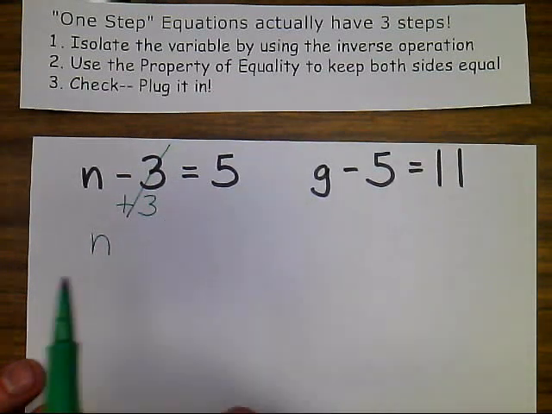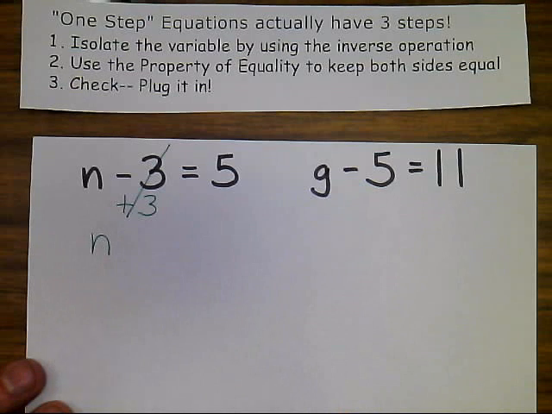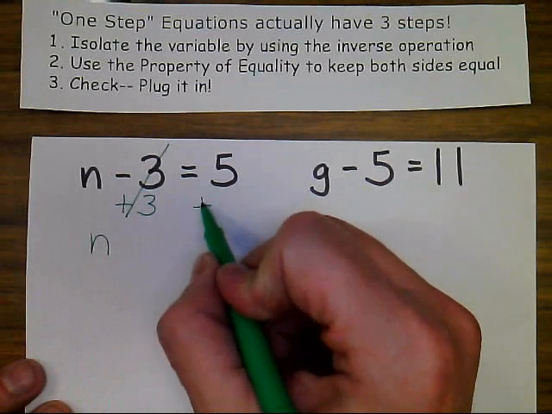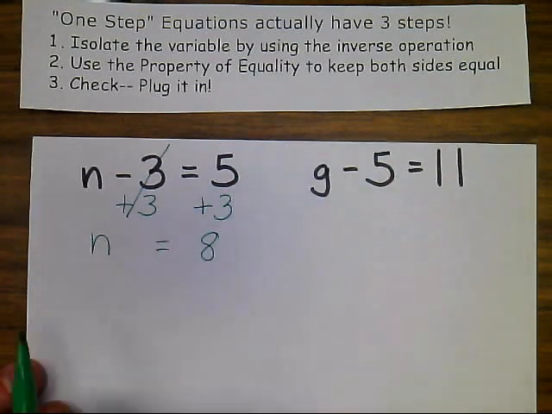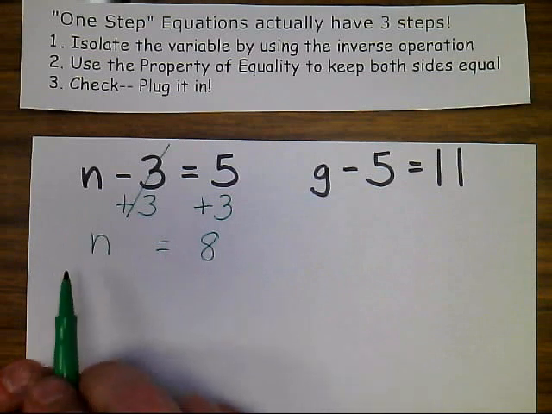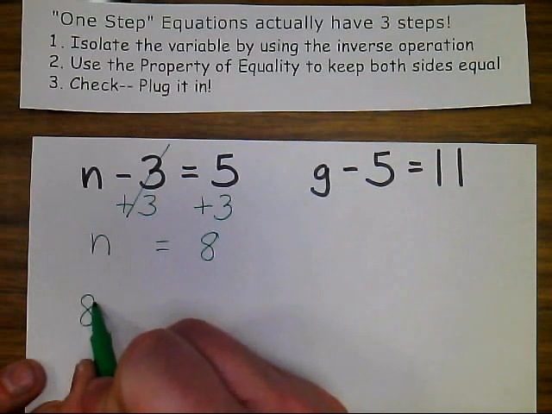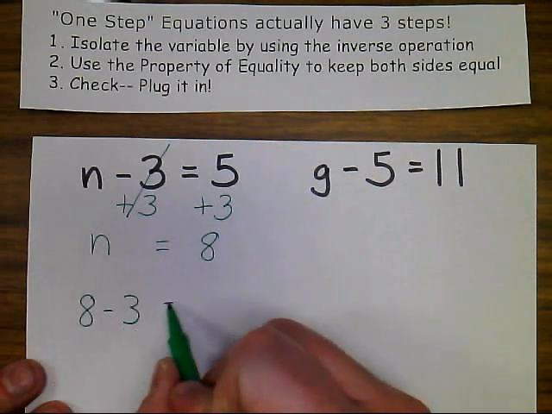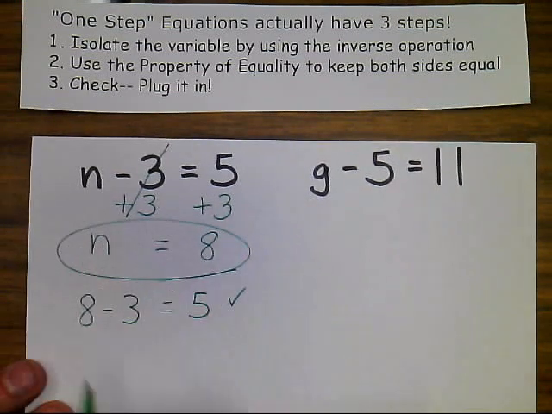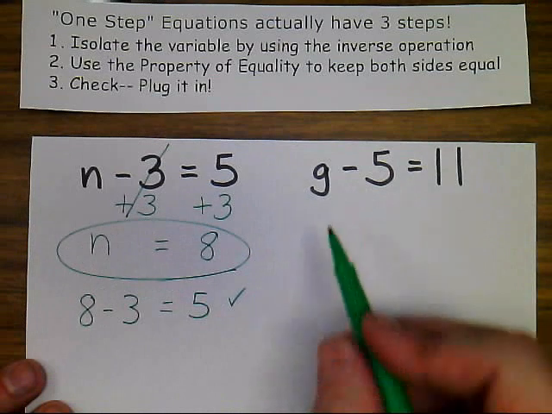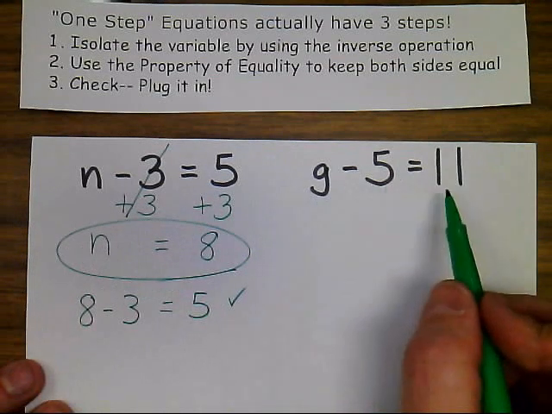Now, in this case, I added 3. Now, according to the property of equality, if I add the same amount to both sides of my equation, it remains true or equal. So I'm going to go ahead and add 5 plus 3 and get 8. And I believe the solution to this equation is n equals 8. The way I can check is I can subtract 8 minus 3, and it does equal 5. So that's a true statement. N does equal 8. When I look at this example, g minus 5 equals 11.